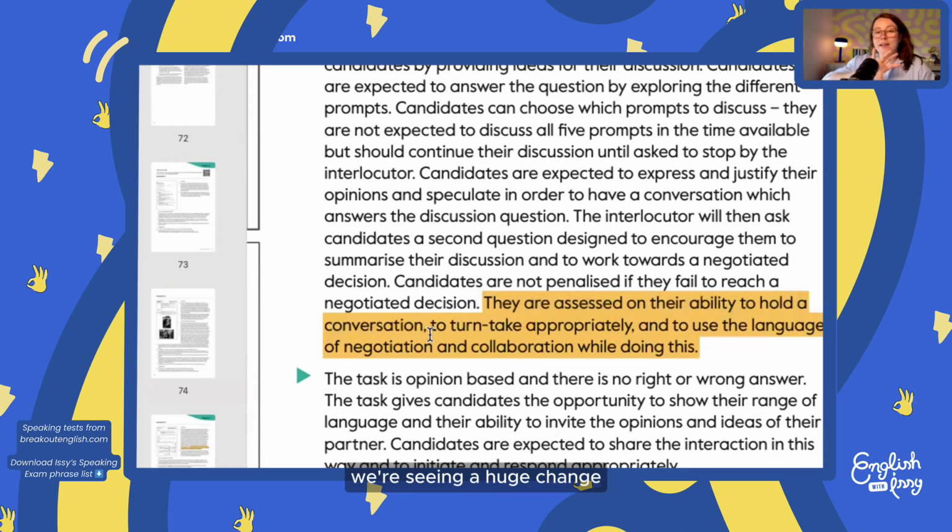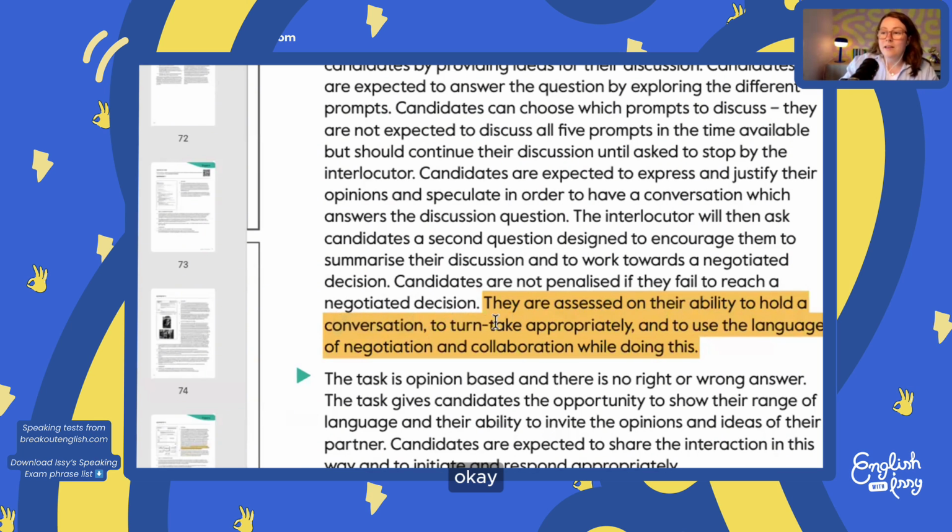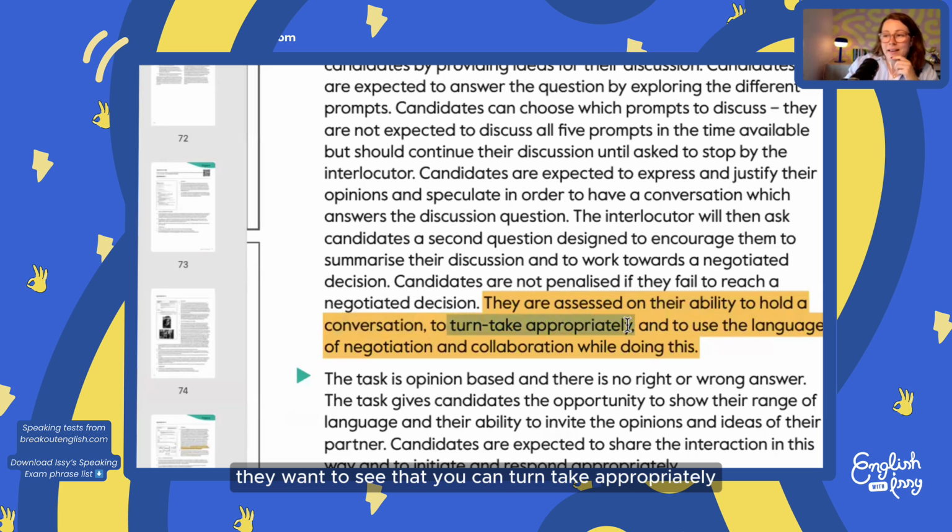So now we're seeing a huge change in what they're looking at in speaking part 1 and part 2, and what the focus is in speaking part 3 and 4. So they want to see if you're able to hold a conversation. So it's not just about giving your ideas, but you need to listen to what your partner is saying and say, you know what? That's an interesting point. I would also like to add, okay? They want to see that you can turn take appropriately. What does this mean?